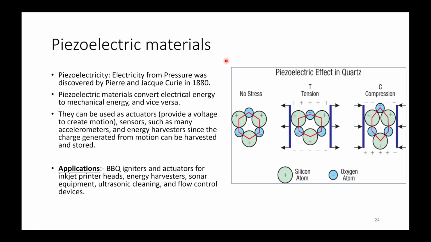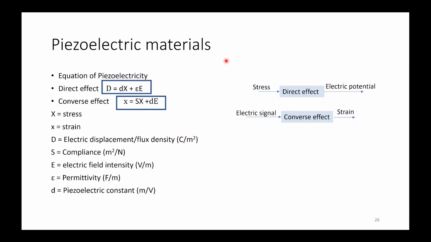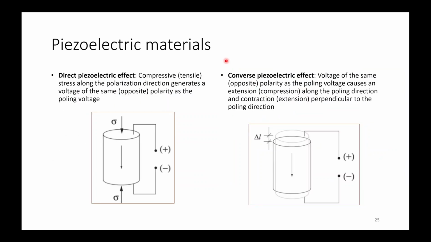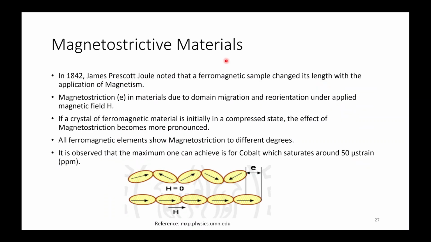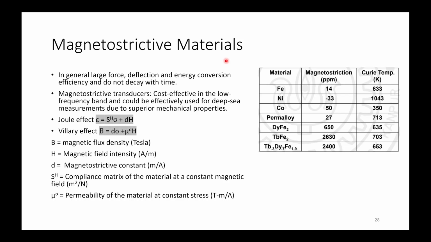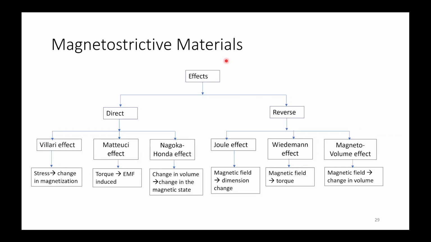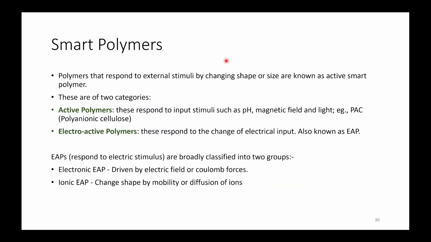Firstly, we talked about piezoelectric material, two types of effects, direct and converse effects, their equations, then magnetostrictive materials. There are also two types of effects and their equations. Then smart polymers. There are also two types, active polymers and electroactive polymers. Electroactive was further divided into two parts, electronic and ionic.